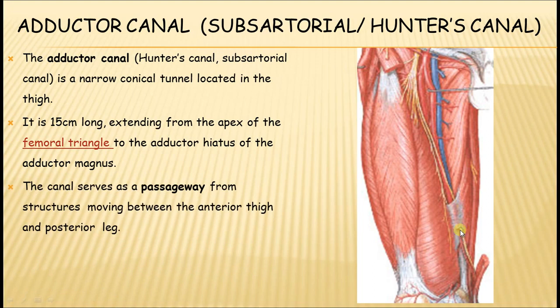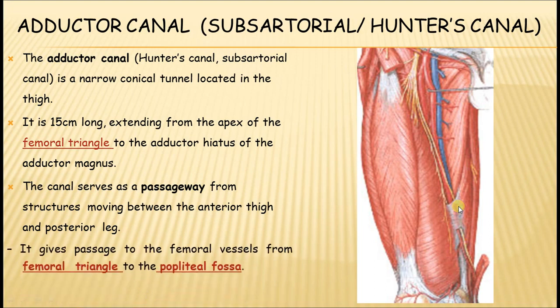Through this, mainly the femoral vessels descend and enter the posterior compartment of the thigh, and it also transmits nerves, mainly the nerve to vastus medialis, and sometimes the obturator nerve, which comes into the subsartorial canal. So mainly the femoral vessels from the femoral triangle to the popliteal fossa are transmitted through it.